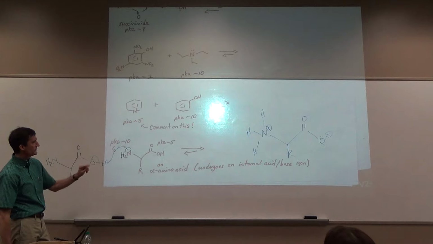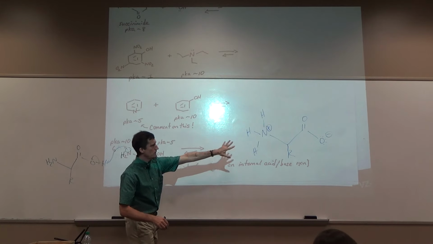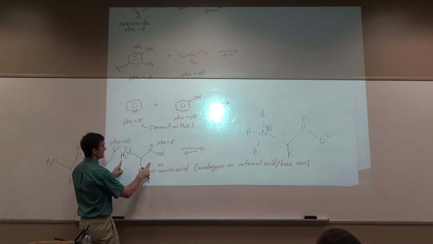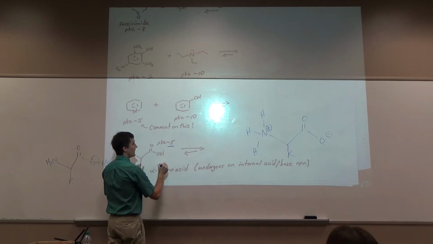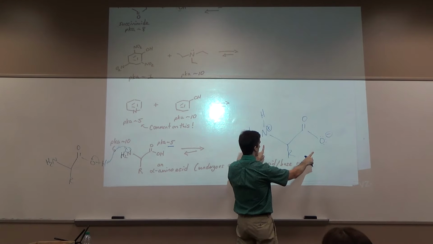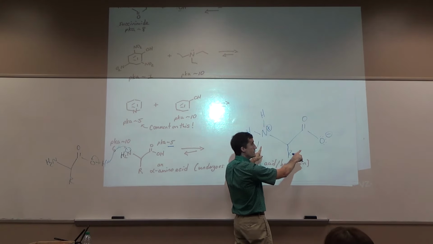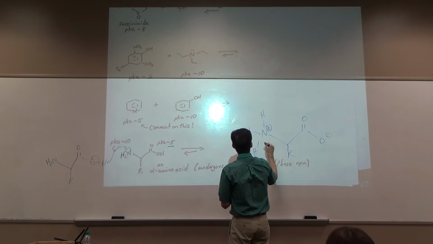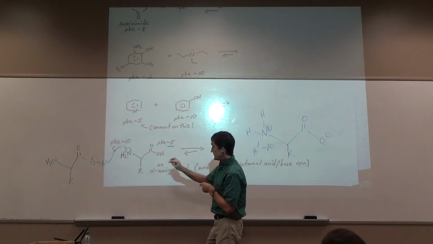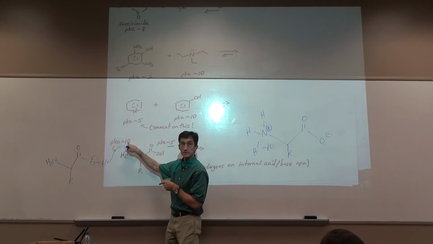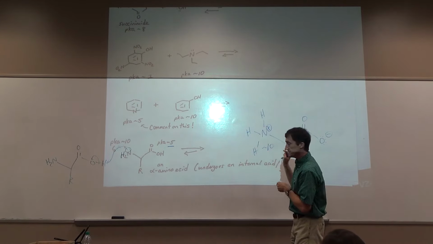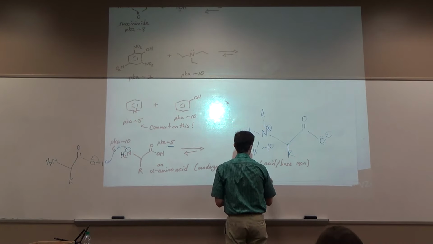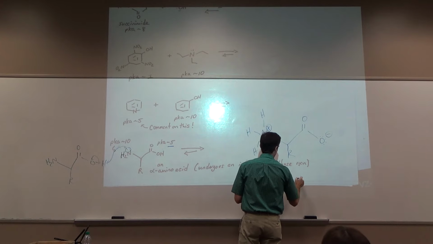Okay, which side's favored? All neutral or the two charges? Well, what's the acid over here? 5. What's the acid over here? 10. Where's the H over here? It's sitting on the nitrogen. This is your conjugate acid. What's its pKa? 10. Because if this is acting as a base, the pKa refers to the conjugate acid. Which is favored, 5 or 10? 10 is favored. By how much? 10 to the 5. Favored by 10 to the 5.